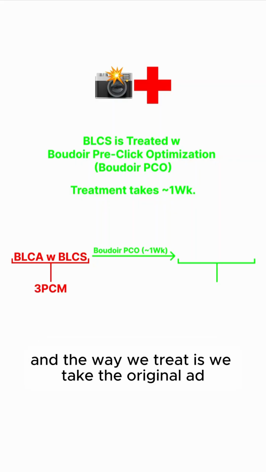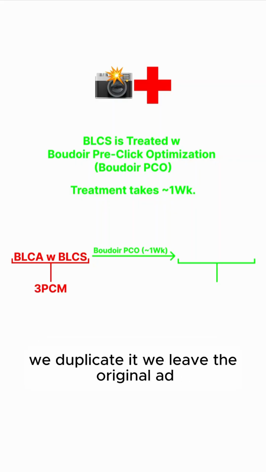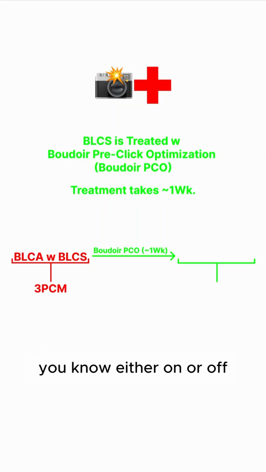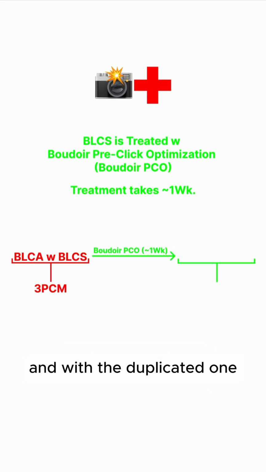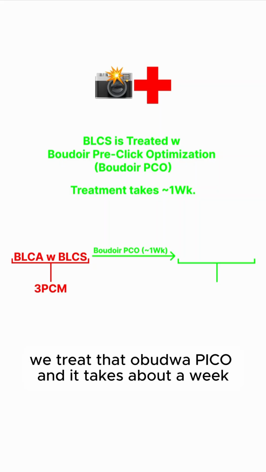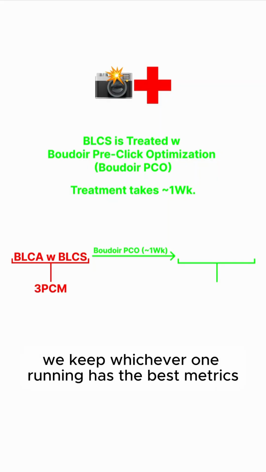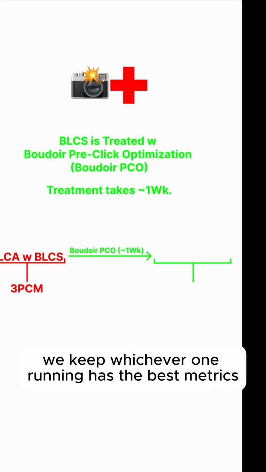And the way we treat is we take the original ad, we duplicate it, and we leave the original ad either on or off, whatever it was. And with the duplicated one, we treat that with Boudoir Pico, and it takes about a week. And then at the end, we keep whichever one running has the best metrics.